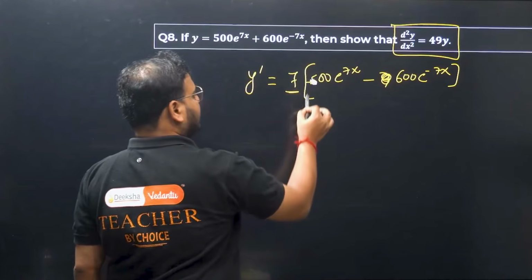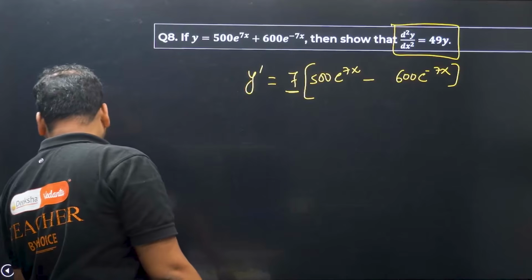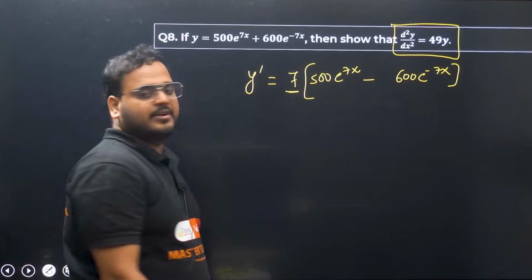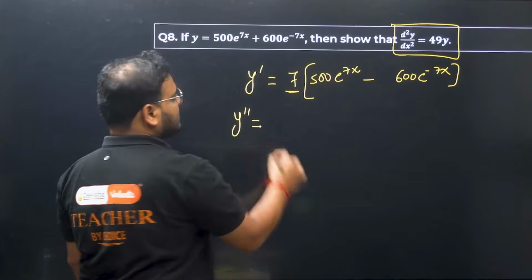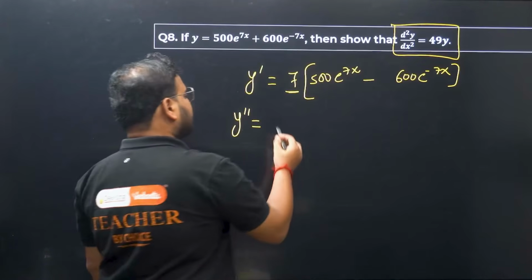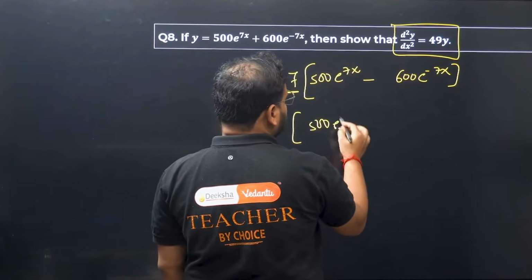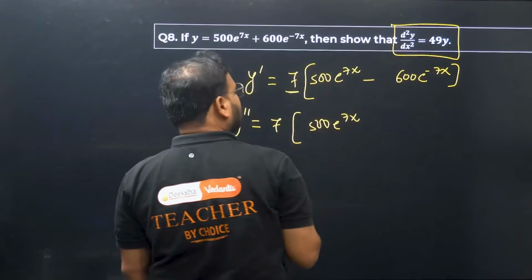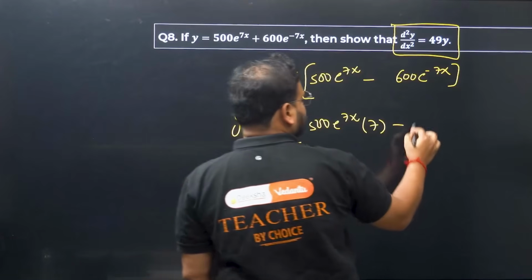This 7 is again taken common, this also is taken common. That's the first derivative. Okay. Second derivative will be the same thing. Please check, this 7 was there. Differentiate one more time, you get what? 500 e power 7x. Derivative of 7x one more time, we'll get what? Into 7 minus 600 as it is.